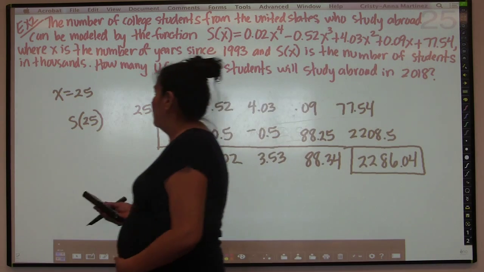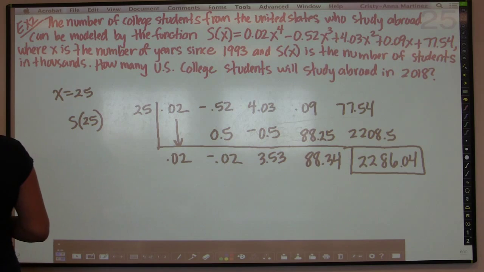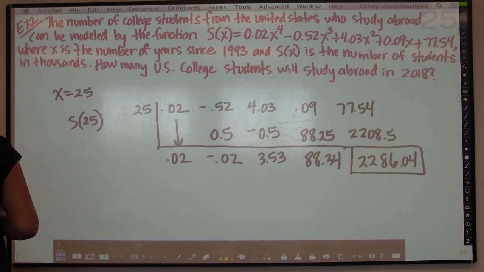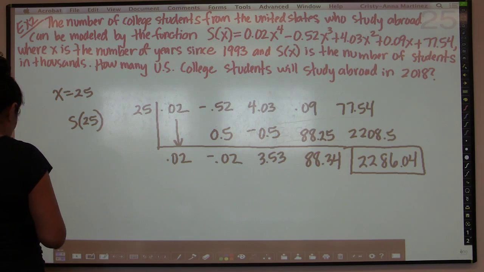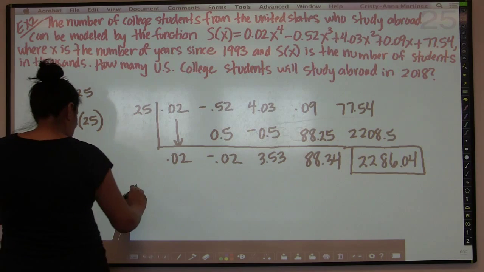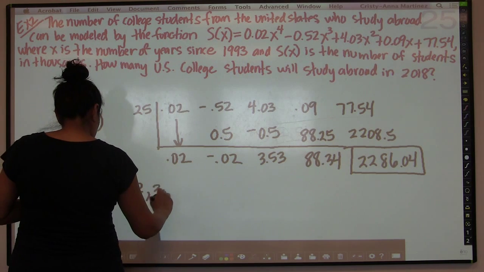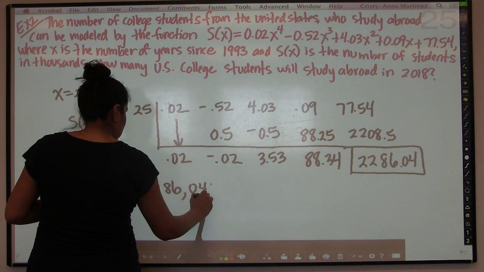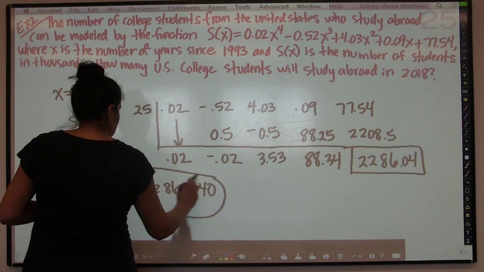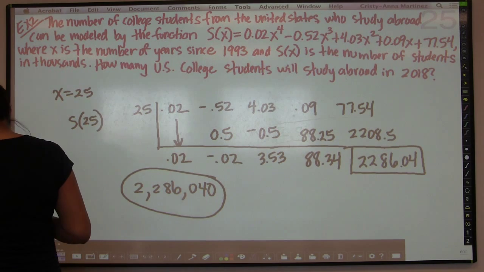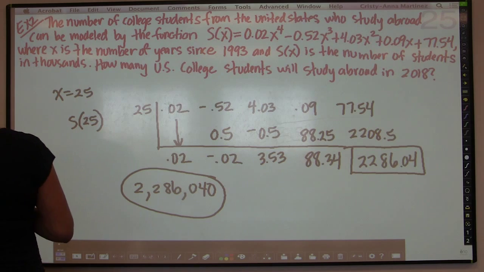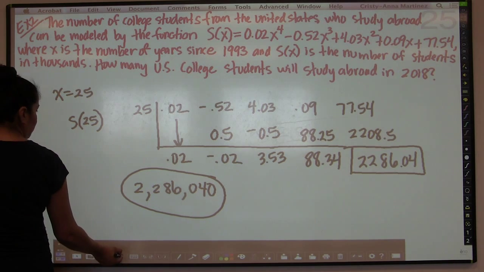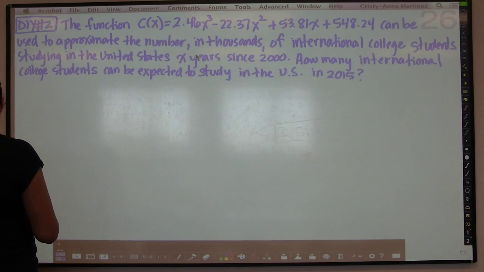Now remember that I said that s of x was in thousands. So that means that if we take that and multiply it by 1,000, we basically get 2,286,040 students from the U.S. that are studying abroad. Awesome. So now you can try this do-it-yourself question.